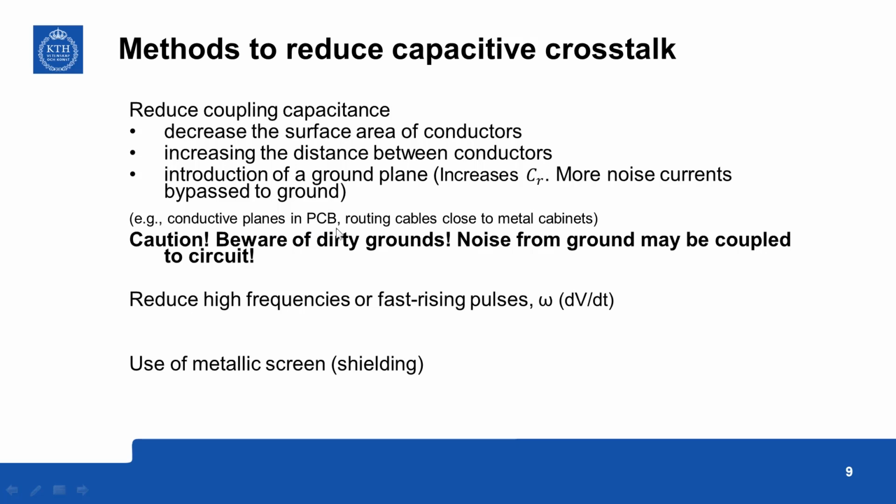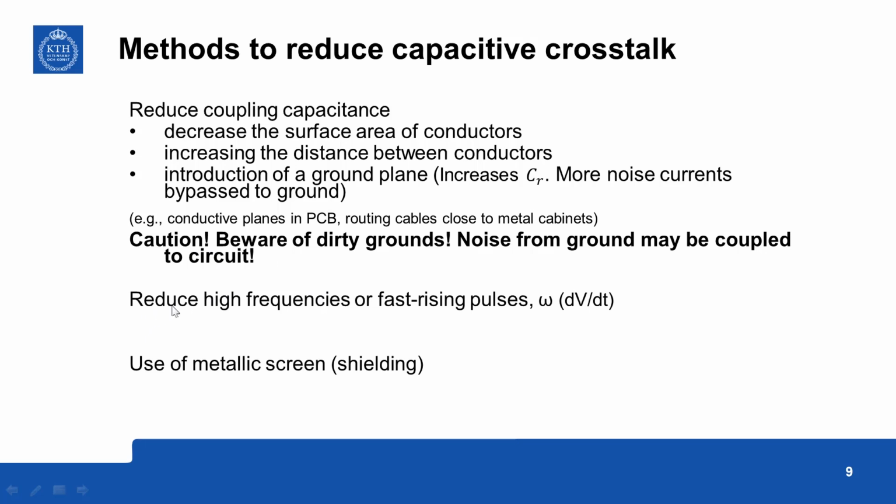For example, conductive planes in PCB, routing of cables close to metal cabinets, etc. All this will reduce coupling capacitance between the conductors. However, you have to be careful with this type of method, because if the ground is very dirty due to other heavy noise currents, then some of this noise may be picked up from the ground through the capacitance to the ground CR. So one has to be careful.